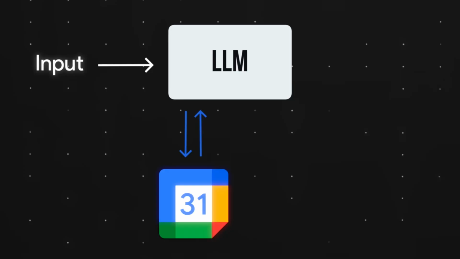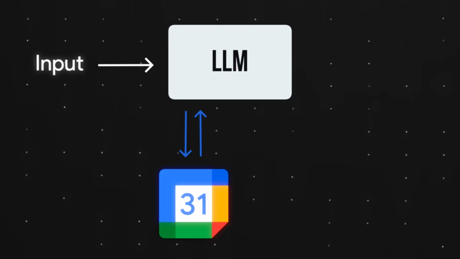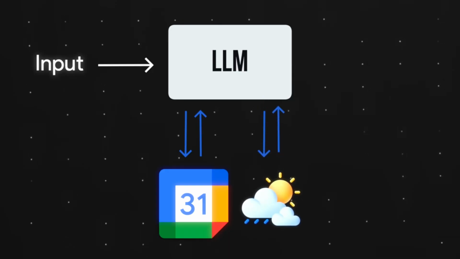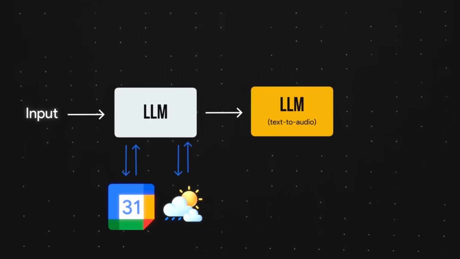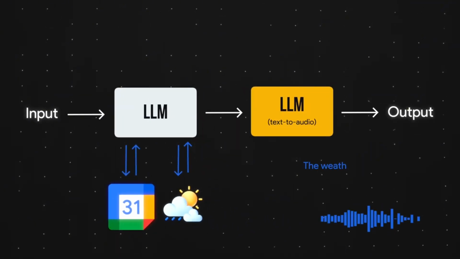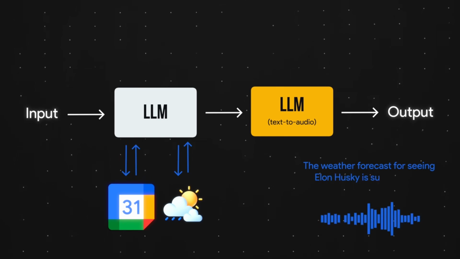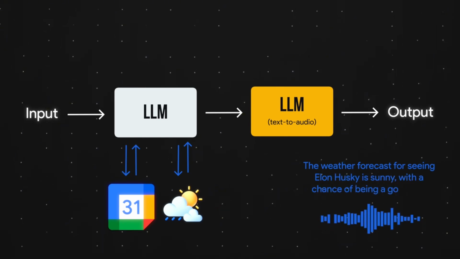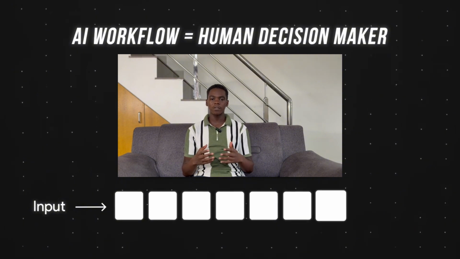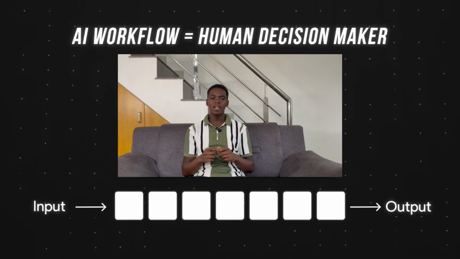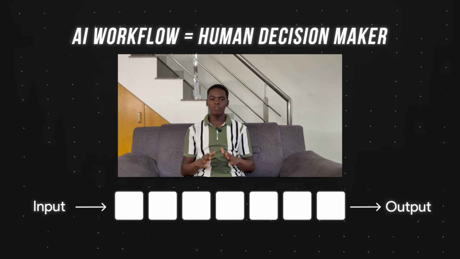Pushing my example further, what if I added more steps into the workflow by allowing the LLM to access the weather via an API and then, just for fun, use a text-to-audio model to say the answer, the weather forecast for seeing Elon Musk is sunny and the chance of being a good boy. Here's the thing, no matter how many steps we add, this is still just an AI workflow. Even if there were hundreds or thousands of steps, if a human is the decision maker, there is no agent involvement.